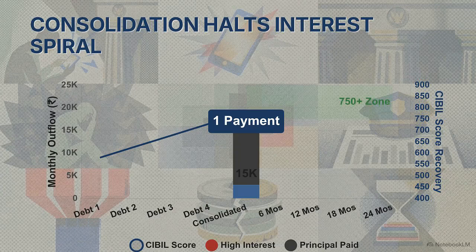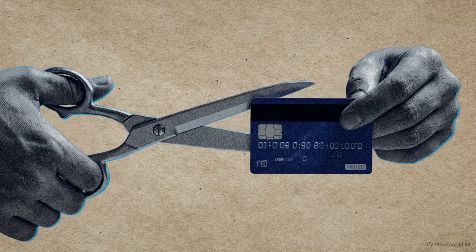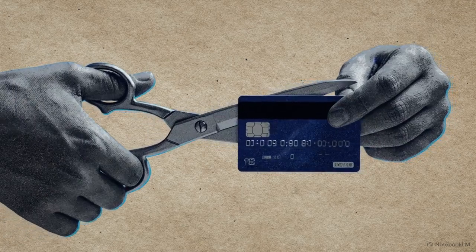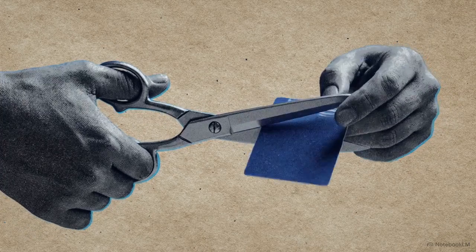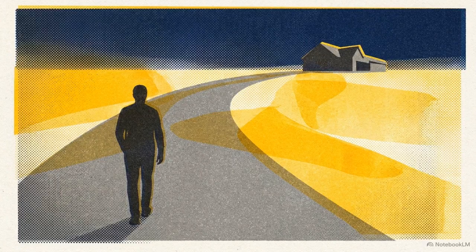But look at the principle. You are still paying 100% of what you borrowed. Consolidation saves on interest, not the debt itself. The risk is the debt spiral. This strategy fails if you do not have the discipline to stop using the credit cards you just cleared. You are paying full price for your debt today to secure your long-term financial mobility and peace of mind.